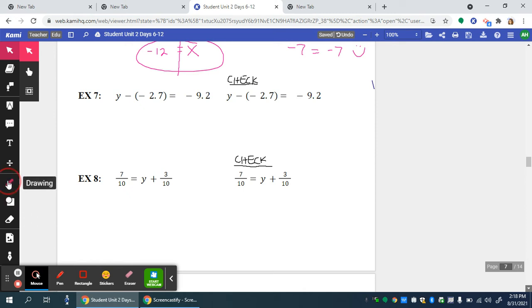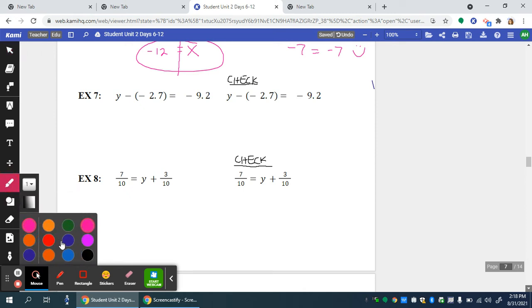All right, example 7. Oh no, decimals. Decimals are okay. We can still solve with a decimal. It might just take a little bit more mental math. The first thing I see is this double negative right next to each other. This is basically doing distribution like we did last time, because there's an understood 1. So we distribute this negative 1 to the negative 2.7, and we get y plus 2.7.